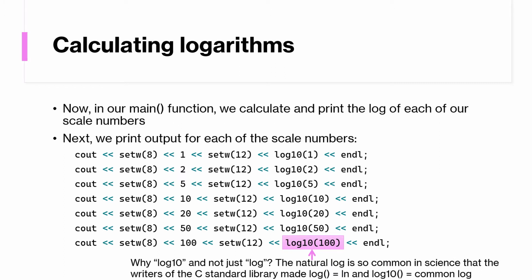Now, why log 10 and not just log? It turns out that the natural logarithm is so common in science and math applications that the writers of the C standard library made the function log equal the natural logarithm. And so log 10 is the common log, what you usually mean when you just say log.